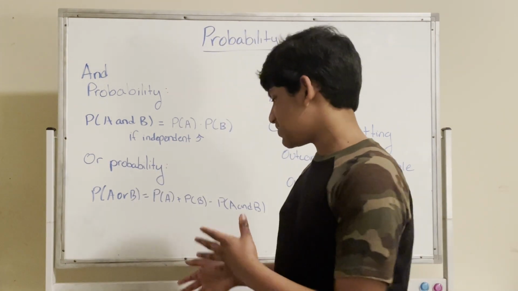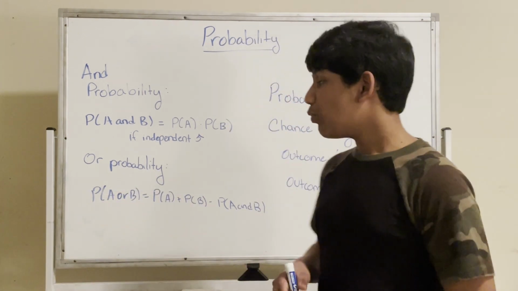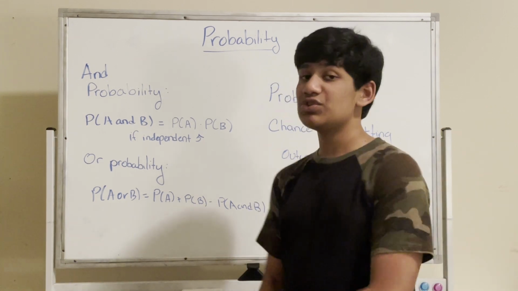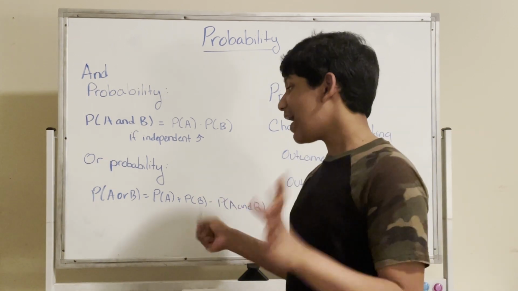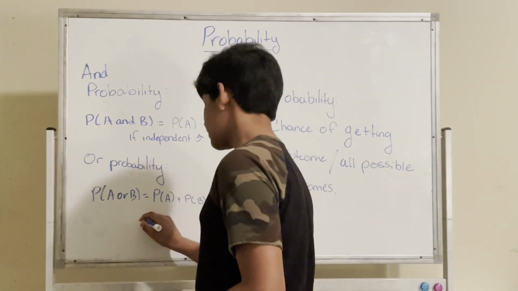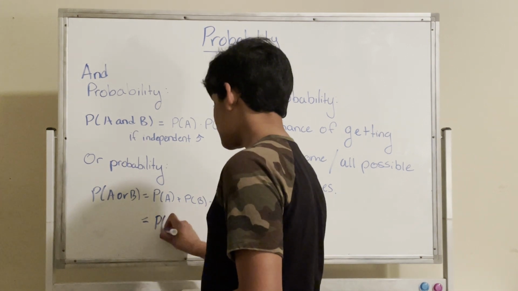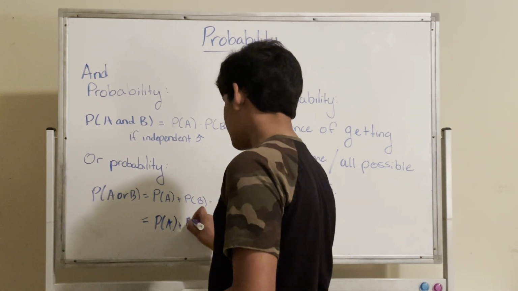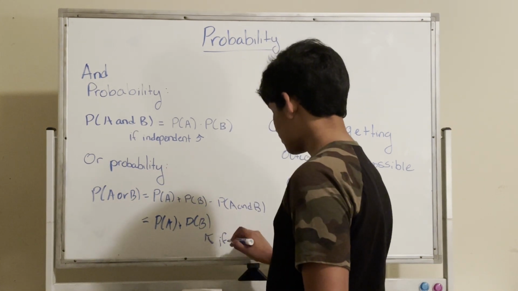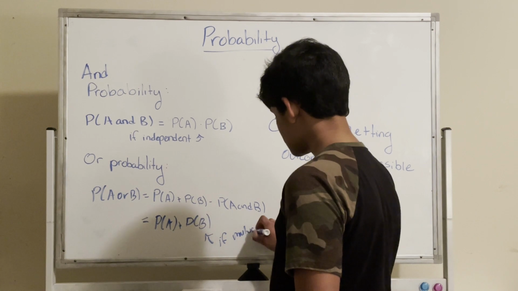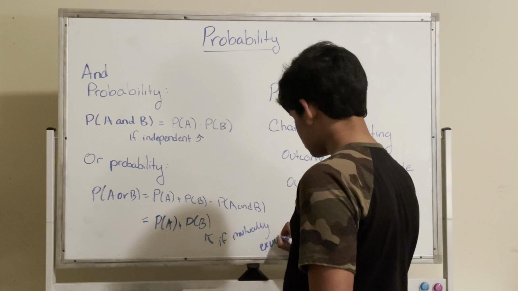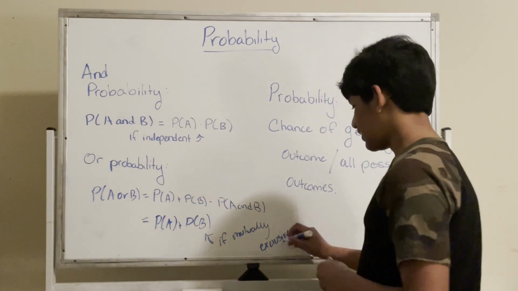Okay, now let's continue. So if we look at OR probability, we know that if the probability of A and B is mutually exclusive, so they don't occur at the same time, which is what that means, then we can simplify this equation to get the probability of A plus the probability of B. So we'll write "if mutually exclusive." This is what it means.